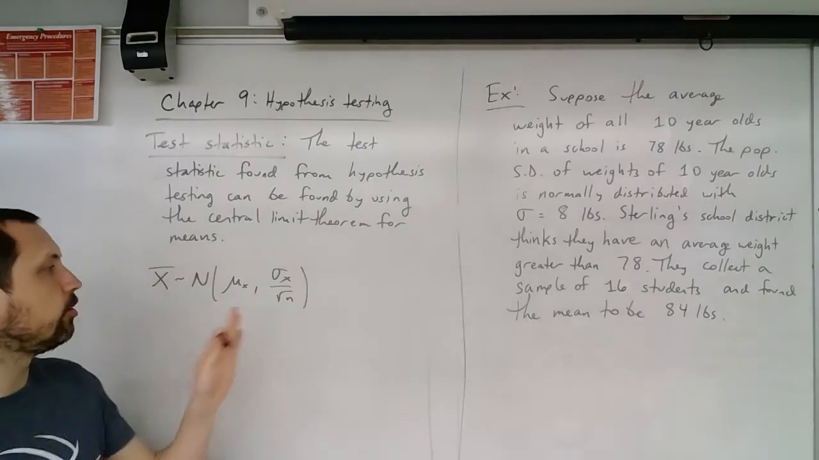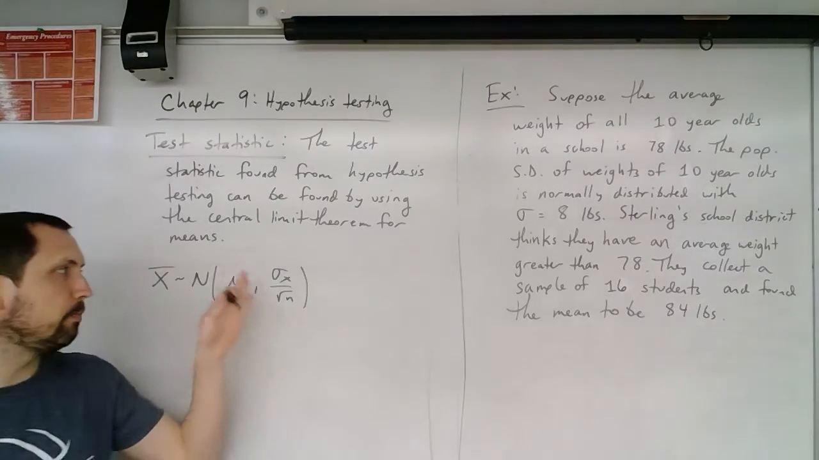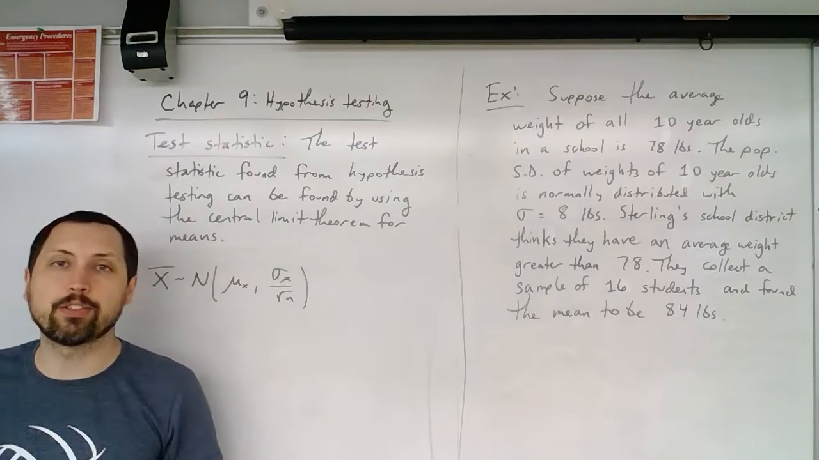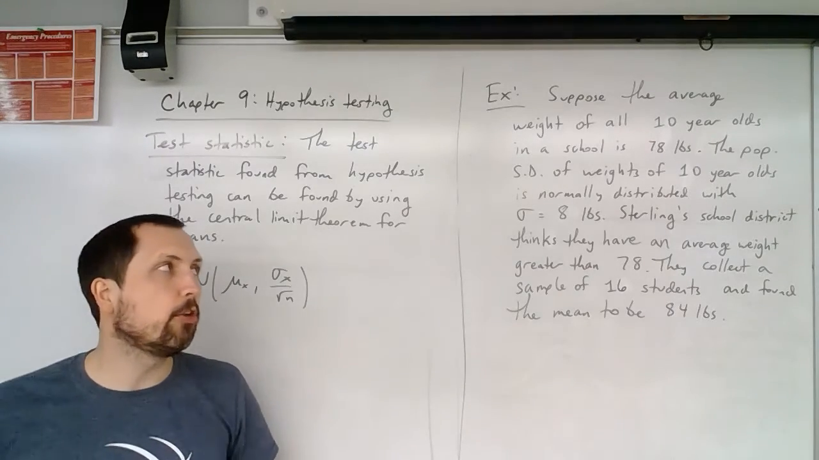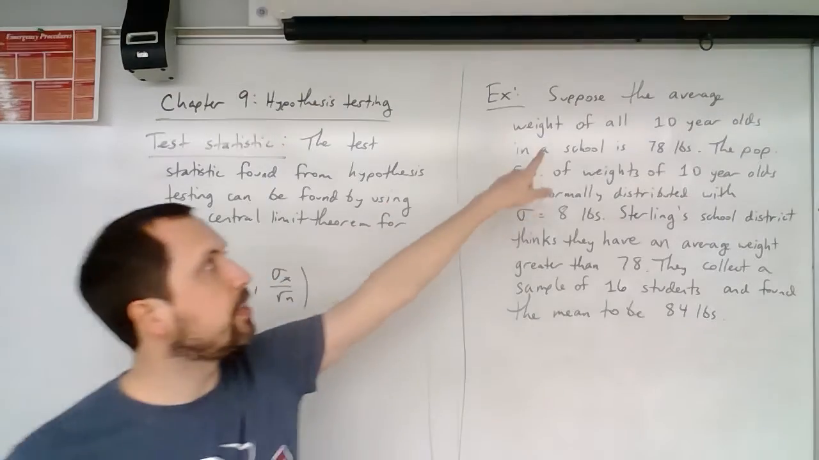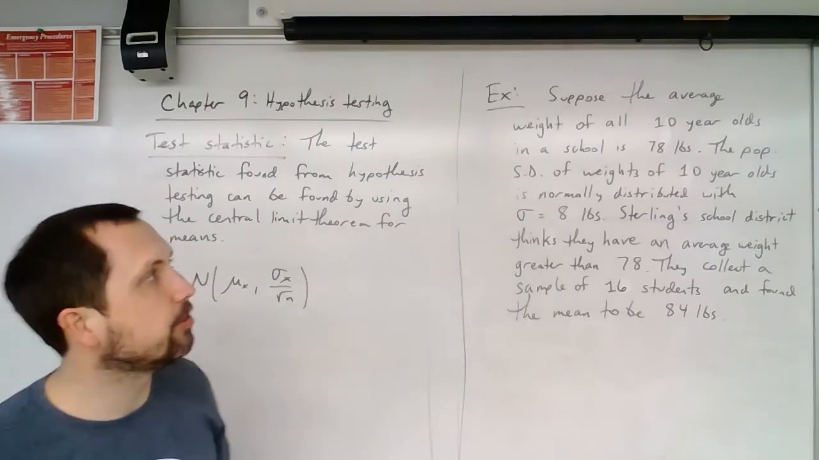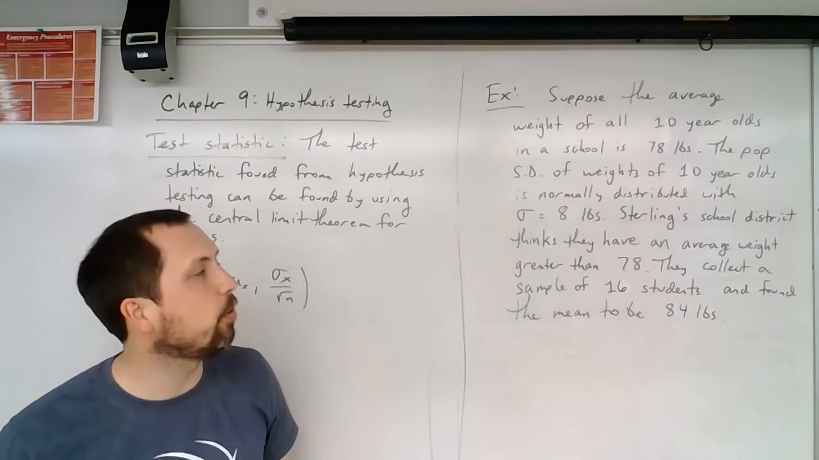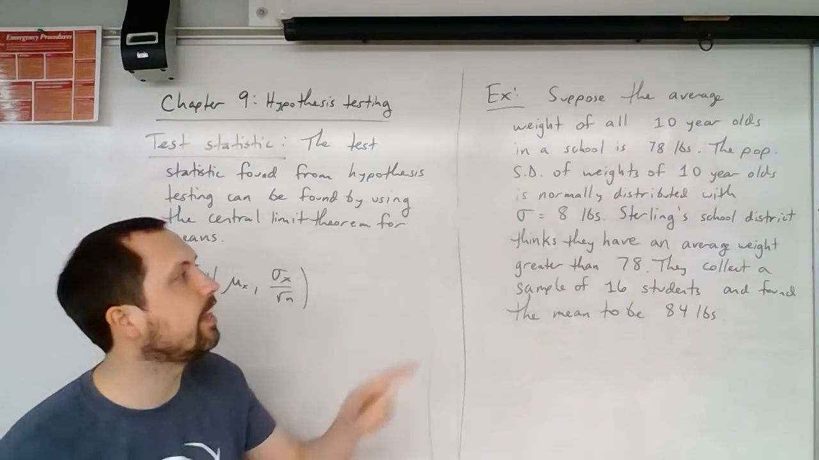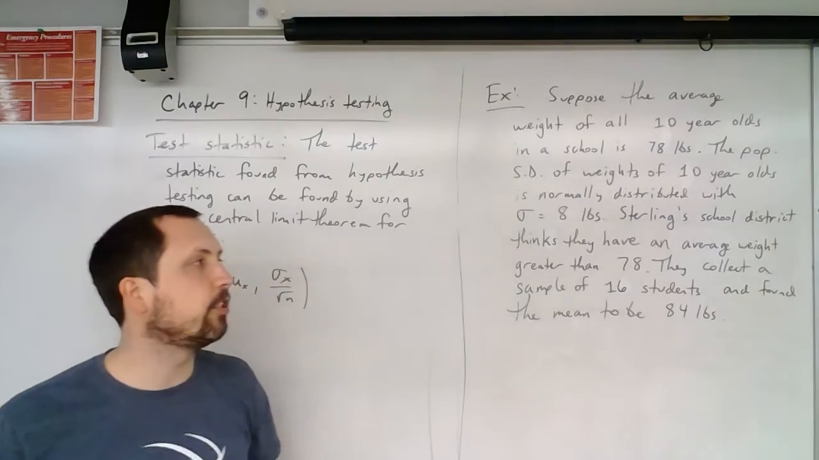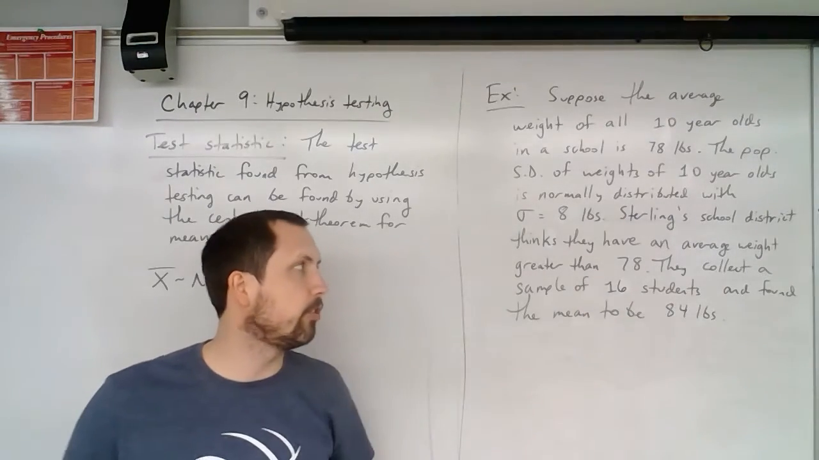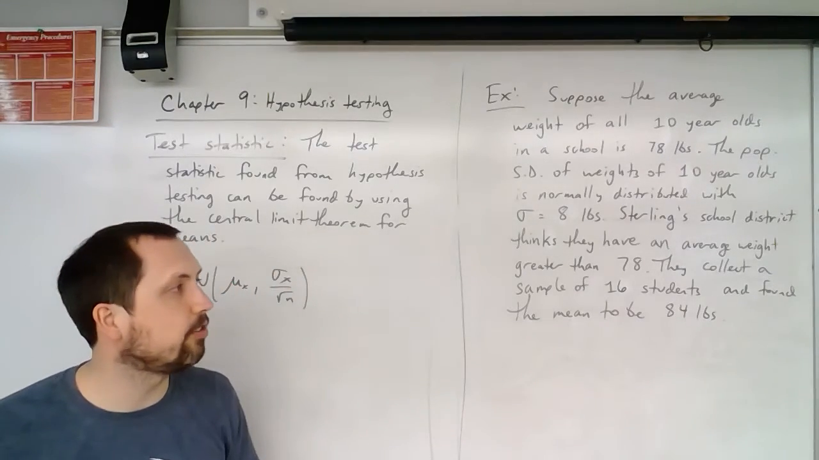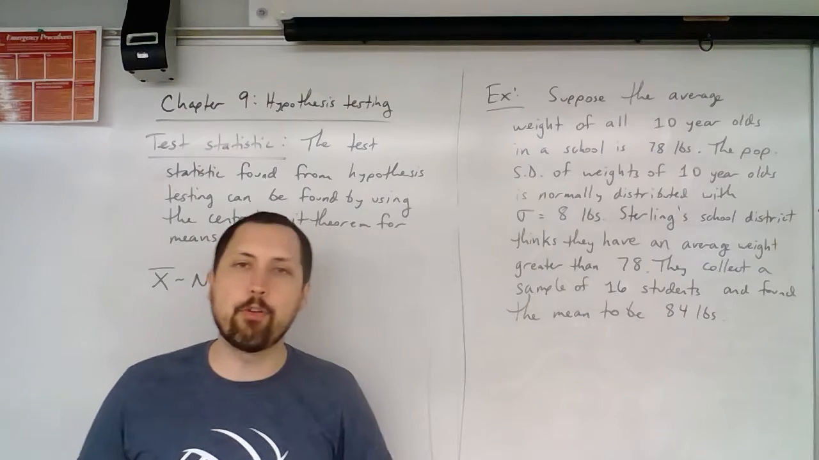Sample means are normally distributed, where we have mu sub x bar as the mean and sigma sub x divided by the square root of n as our standard deviation. So let's take a look at this example. Suppose the average weight of all 10-year-olds in a school is 78 pounds. The weight of 10-year-olds is normally distributed with a population standard deviation of 8 pounds. Sterling School District thinks that they have an average weight greater than 78. They collect a sample of 16 students and found the mean to be 84 pounds.